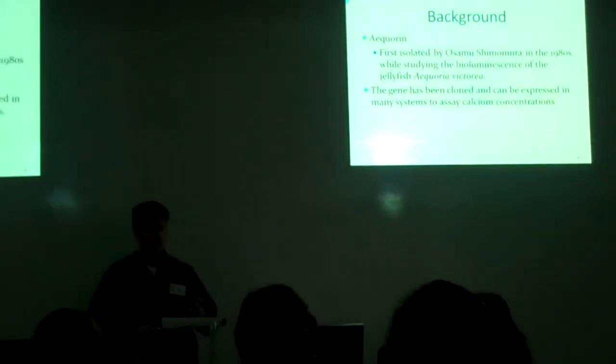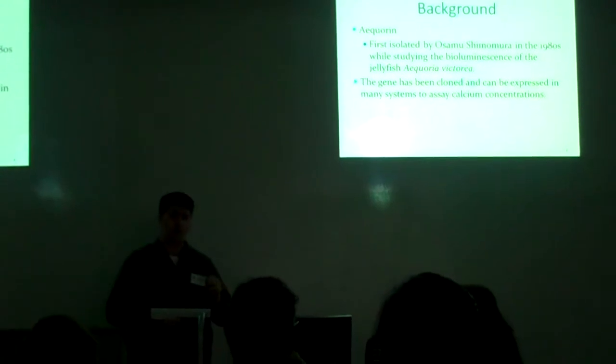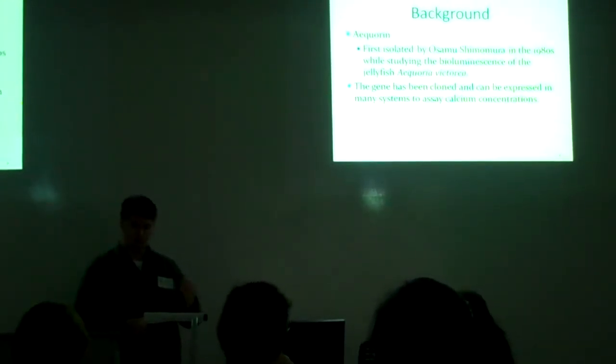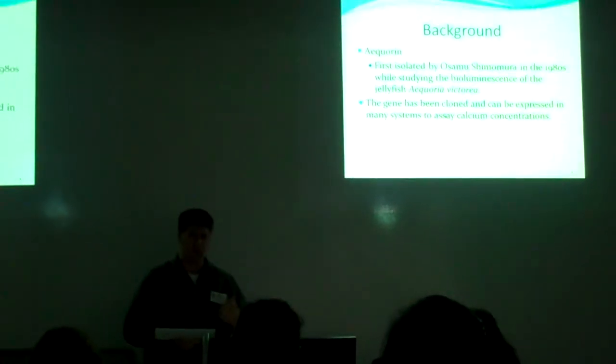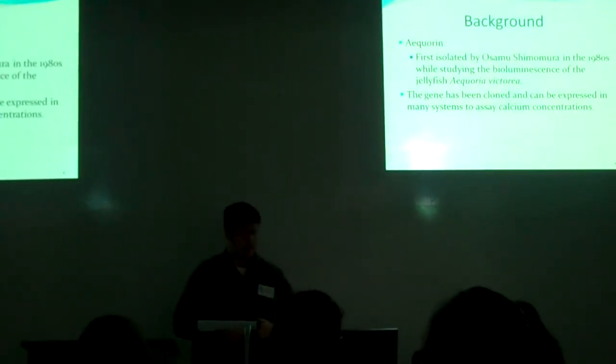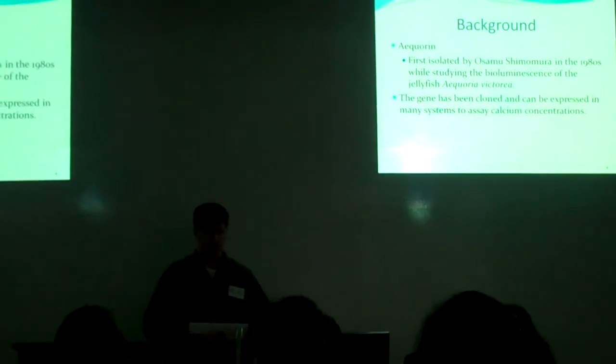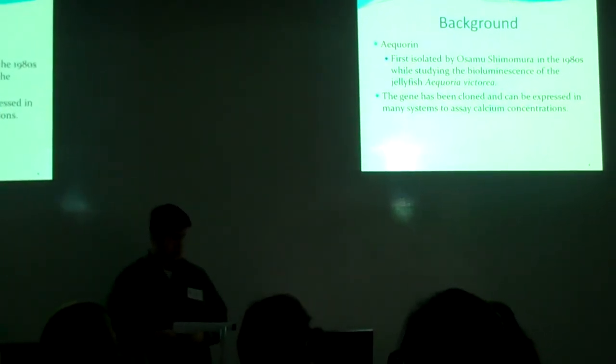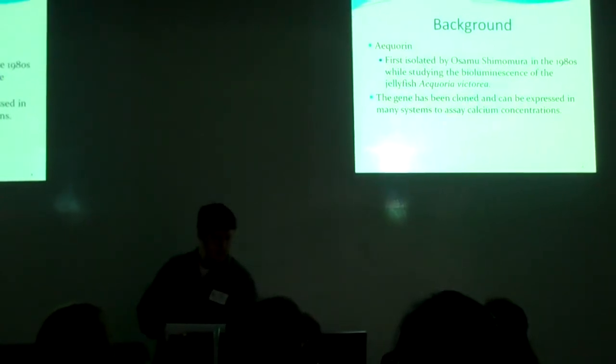So aequorin is a photoprotein. It's non-fluorescent, so it doesn't fluoresce under UV light. It only emits light in the presence of calcium. It was first isolated by Osamu Shimomura in the 1960s while studying the bioluminescence of Aequorea victoria. The gene has been cloned and it can be expressed in many systems to assay calcium concentrations.